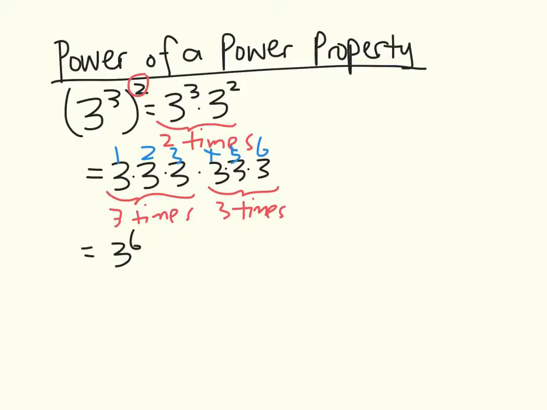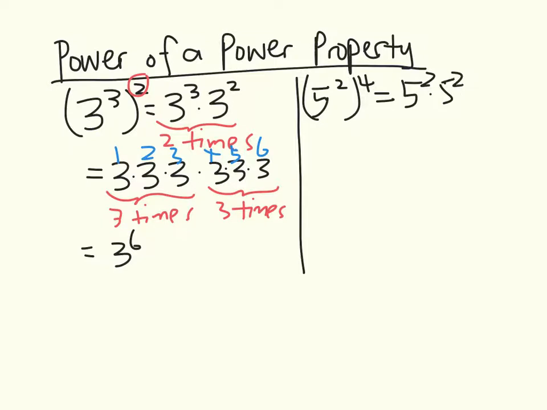Another example here. So if you have 5 to the power of 2, or 5 squared, to the 4th power, you can see here that we are now applying a power to another power. So this would mean that 5 squared times 5 squared, and we have to multiply that 4 times. So this will be 4 times.